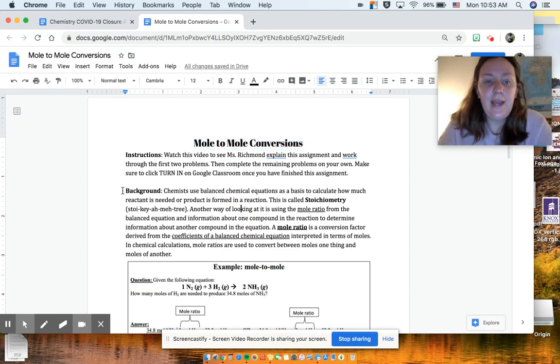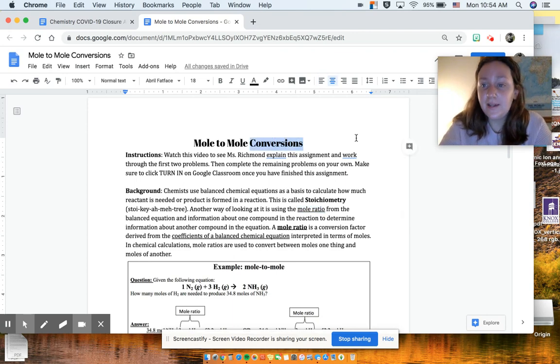So in terms of background, again, I pulled this directly from the stoichiometry POGL. Chemists use balanced chemical equations as a basis to calculate how much reactant is needed or product is formed in a reaction. This is called stoichiometry, and they tell you how to pronounce it. Stoichiometry. Students always struggle with that. Another way of looking at it is using the mole ratio, which we'll talk about, from the balanced chemical equation and information about one compound in the reaction to determine information about another compound in the equation. That's a lot of words, very complicated sounding.